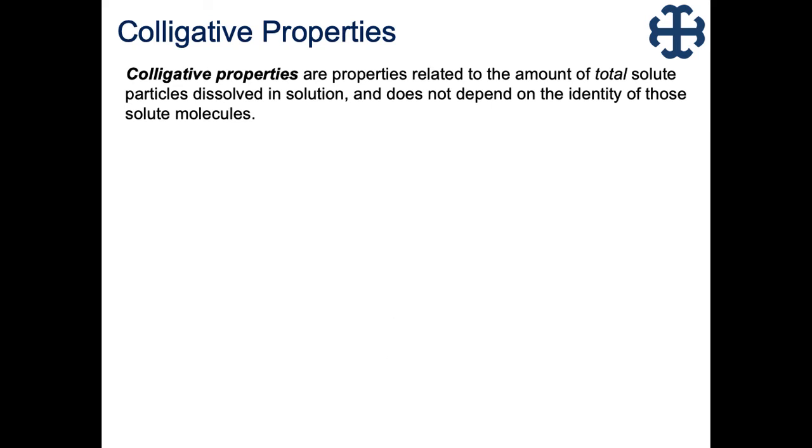All right. Why do we care about all these things? These new properties, they lead us to a discussion of colligative properties. And so colligative, kind of a weird word, you've probably not heard of it before, but what it means is these are properties that are related to the total solute particles dissolved in solution. And something that is important to note is that it does not depend on the identity of those solute molecules, just the total number. Okay?